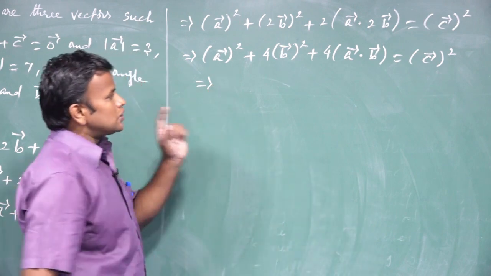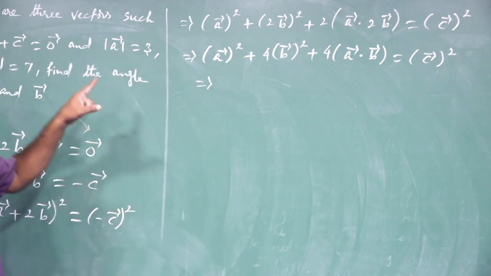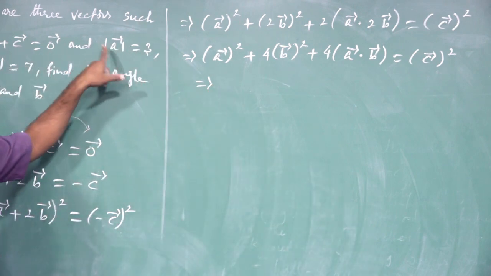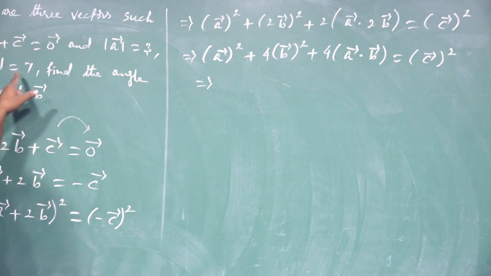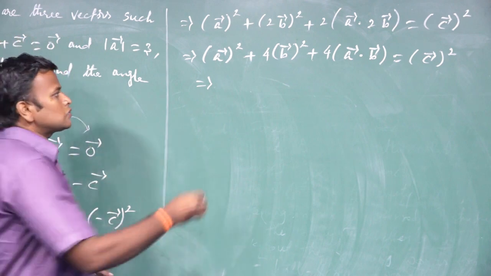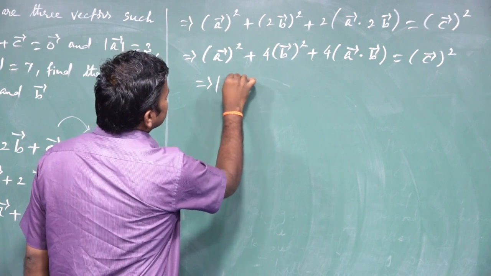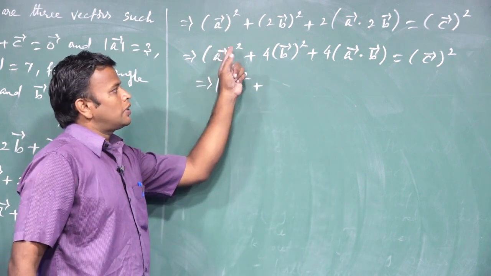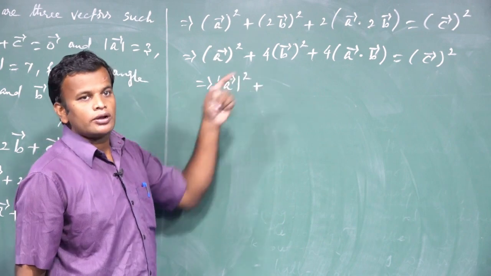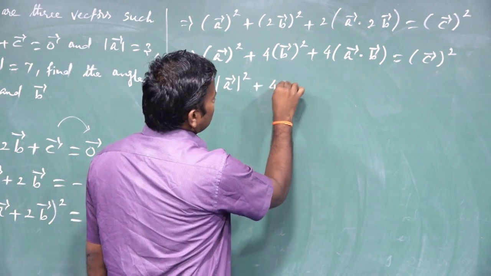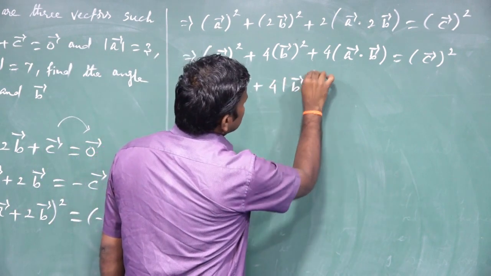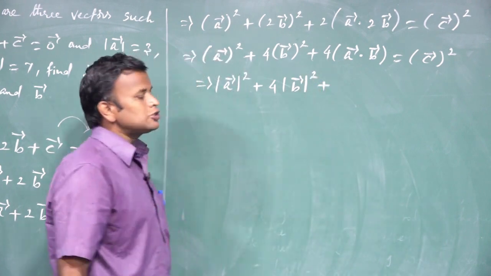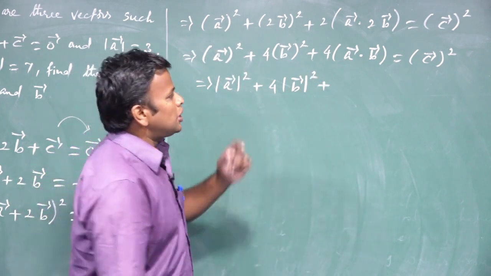In our given sum, modulus values are given: modulus A, modulus B, modulus C. So I change all the square terms into modulus. Because the square is there, I write A vector square as modulus A vector square, plus 4. We write B vector square as modulus B vector square, plus 4.